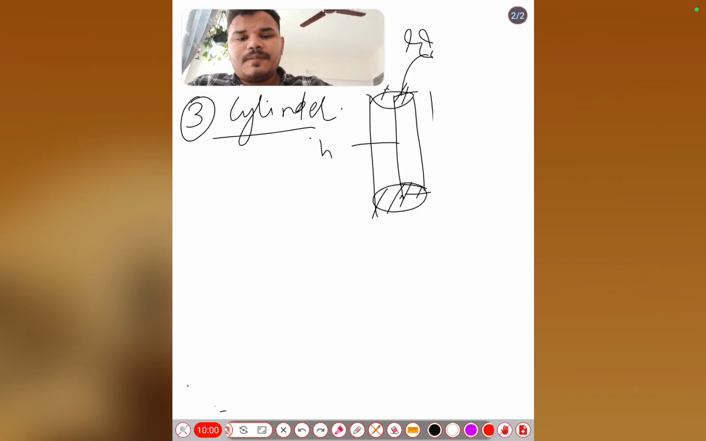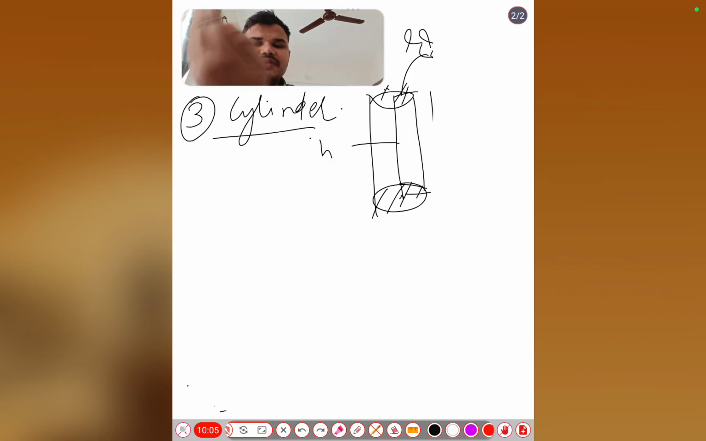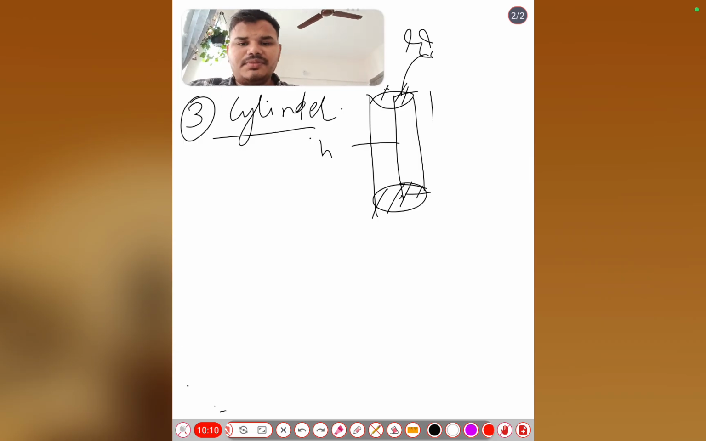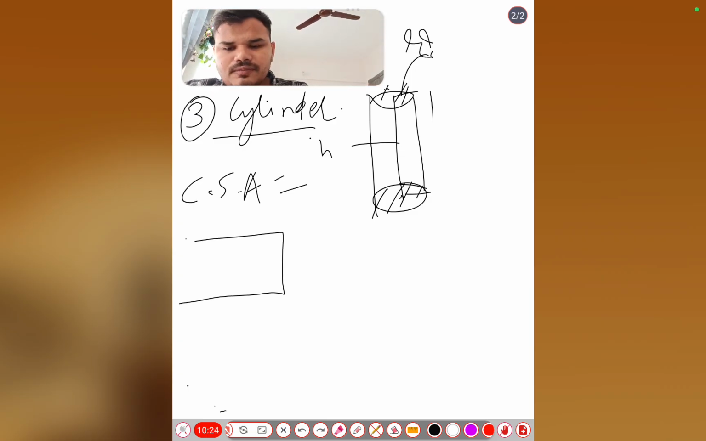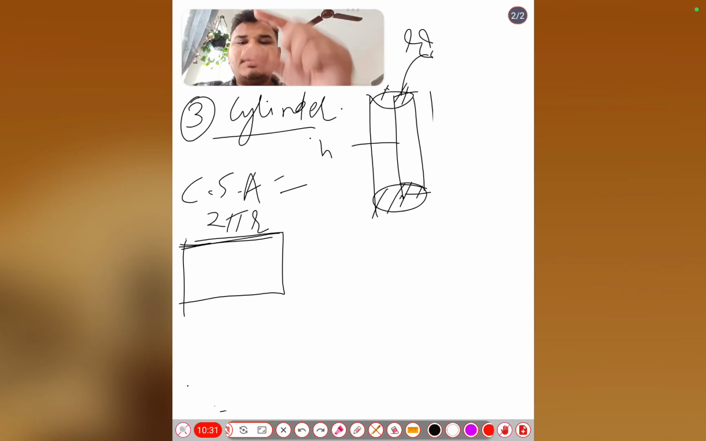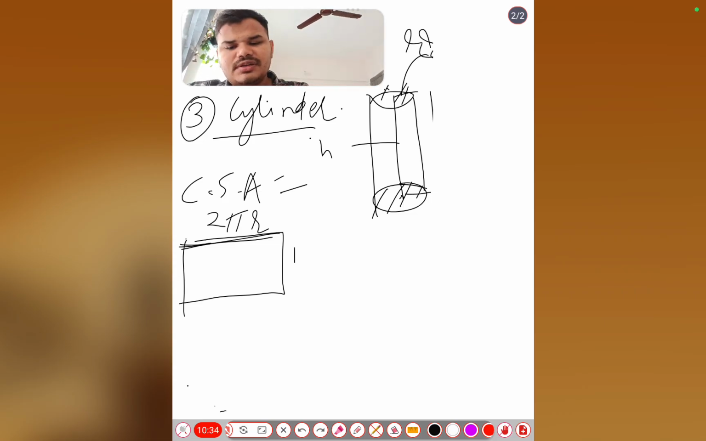First of all, if you want to find out the curved surface area, it should be like this. In terms of the cylinder, you can say the lateral surface is a curved surface. So we write the curved surface area. Whenever we cover that particular cylindrical object and then open it, it should be like this. This length is nothing but 2 pi r, that is the circumference, and this is the height of the cylinder.